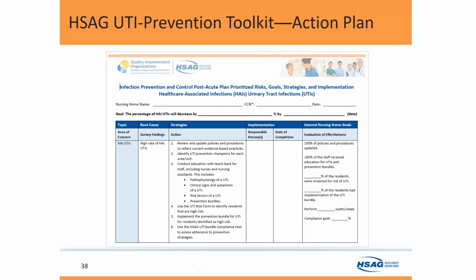The next action we have is to identify those UTI prevention champions for each area unit. As I mentioned with the audit tool, somebody identified as a champion on the units can help you with those observations and help find those gaps and identify the opportunities. Responsible person, usually again, the IP is often the one who chooses the champion. For data completion, say like 14 days, we want to have our champions identified.